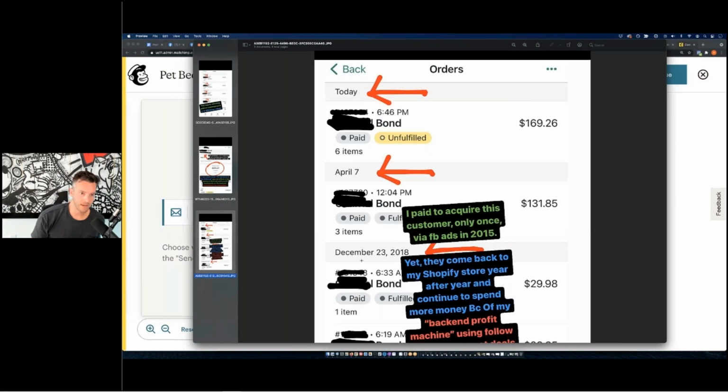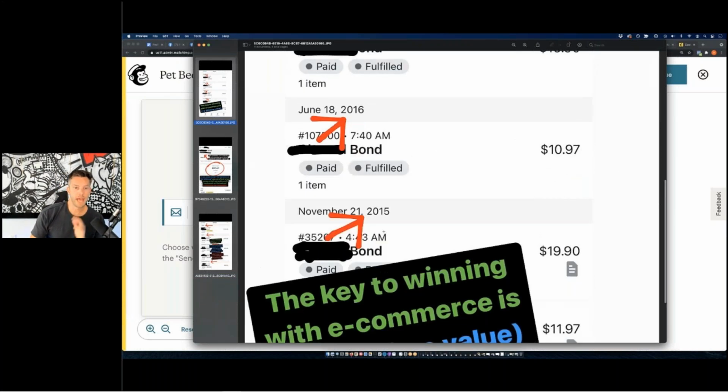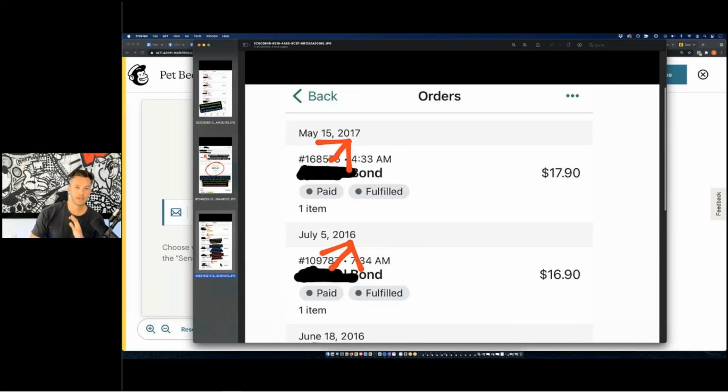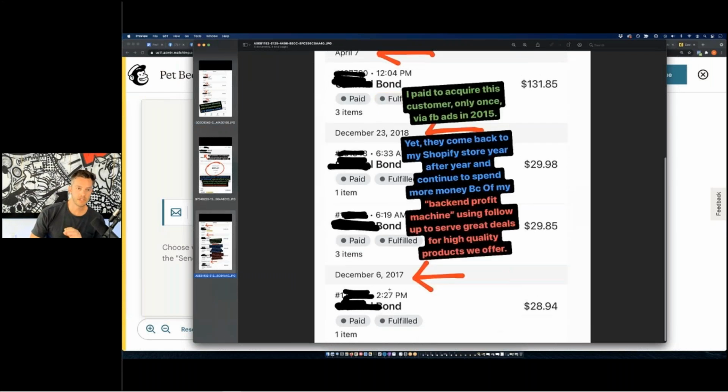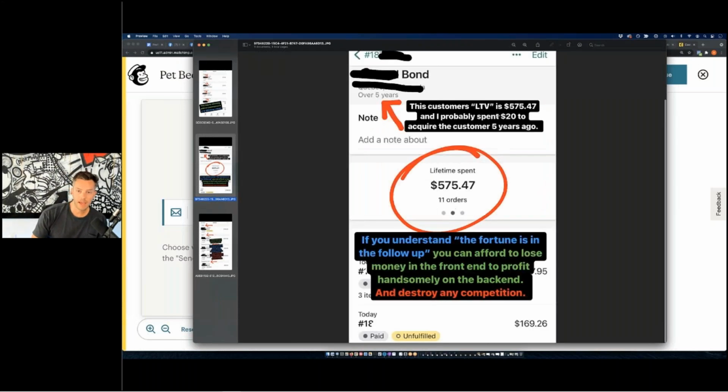This case study right here is case in point, because over 5 years, there were massive gaps where they didn't buy anything, but they still were getting emails, and for whatever reason, one email at one point would trigger them and they would buy. So this one customer that I spent $10 to $20 to acquire back in 2015 has now spent $575. Where will they be next year, in the year after that, in the year after that?